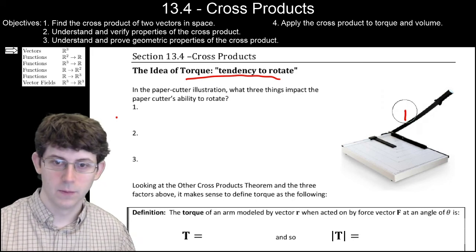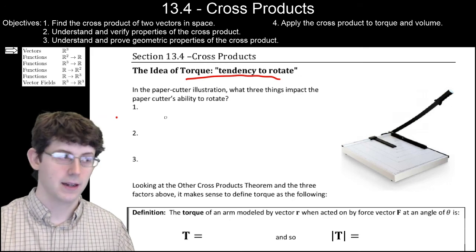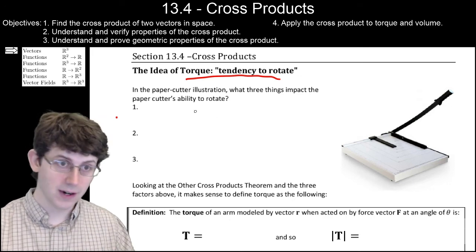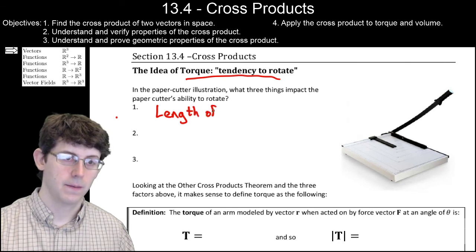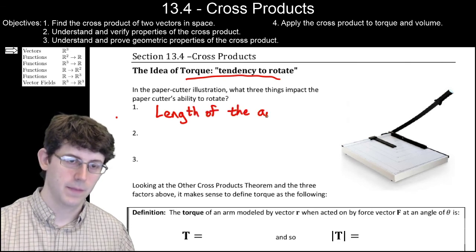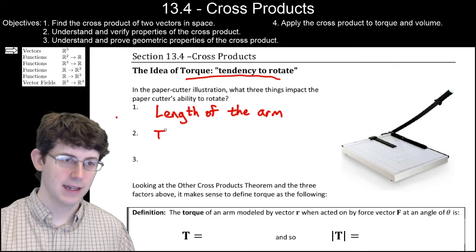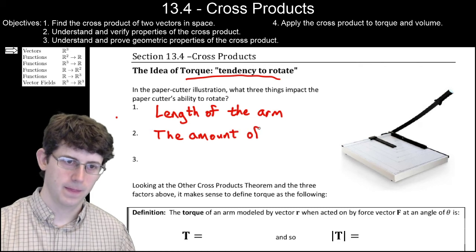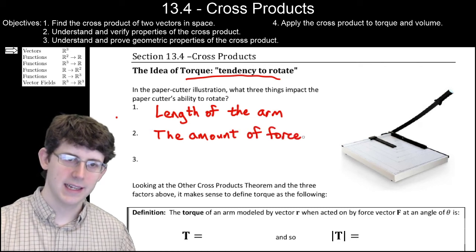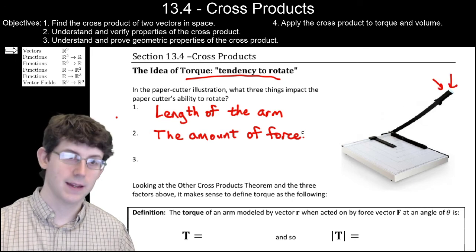So what affects your ability to rotate this lever or this arm? One is how far away you are from the hinge. So this is the length of the arm. Another is how hard you try, so the force applied. And the last thing is the angle that you choose, like choosing this way versus this way.